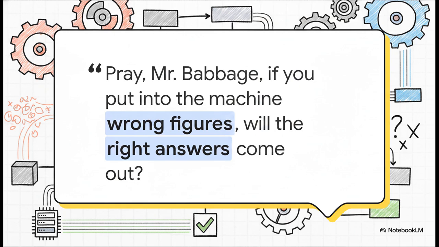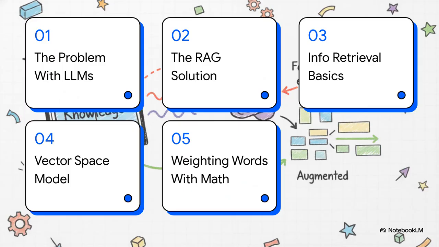Now, this constant desire for answers actually brings us to a really interesting historical dilemma. Way back in 1864, the computing pioneer Charles Babbage was asked a pretty funny question. He noted that people genuinely wondered, and I'm paraphrasing here, if you put the wrong figures into a machine, will the right answers somehow still come out? It sounds silly now, but it brilliantly hits the nail on the head for our modern AI dilemma. The right inputs are absolutely crucial for getting correct answers. If a language model doesn't have the right facts grounded in its immediate input, there's just no way we can expect the right output.